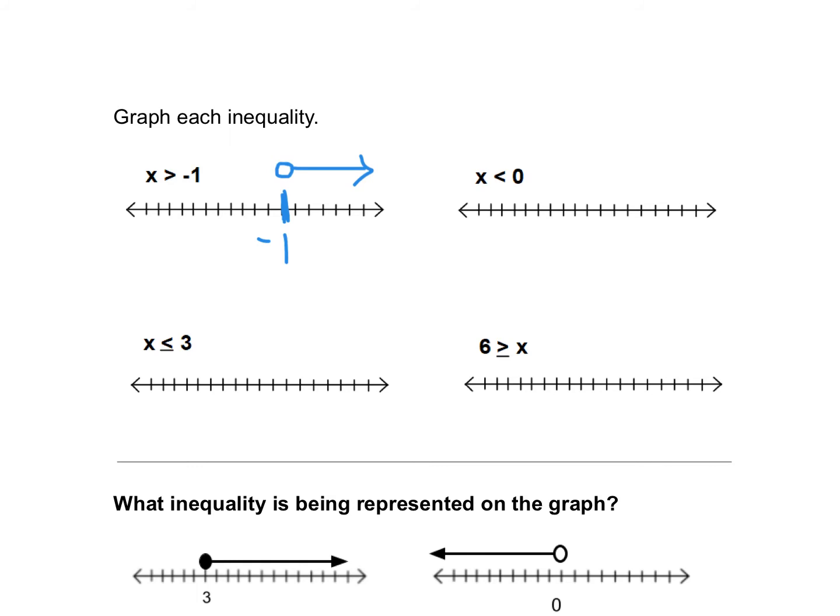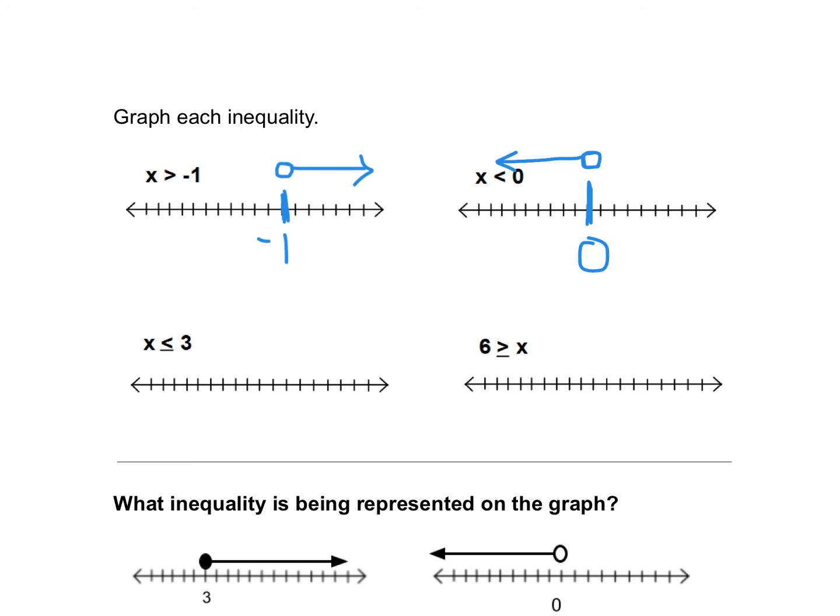Okay, the next one, x is less than 0. So we're going to start at 0 on the number line. And this one's going to look kind of funny because I'm going to put my open circle above it and arrow to the left. Any value less than 0 is going to be a solution.